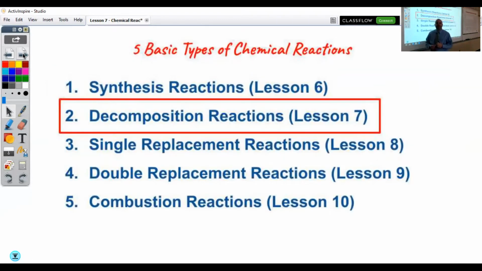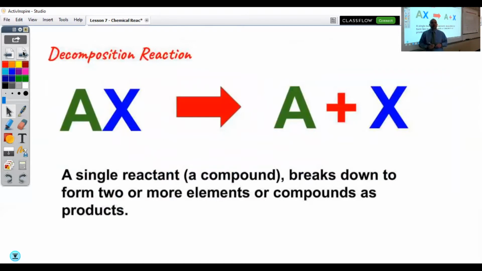Let's start to talk about decomposition reactions. So as I mentioned, we have 5 different types of reactions. We covered synthesis, and now today we're going to cover decomposition reactions. So I'm going to start by going over the general equation for a decomposition reaction. So in our case, we have AX going to form A plus X.